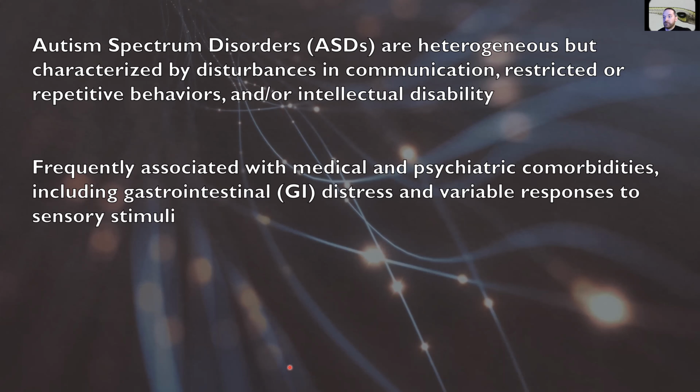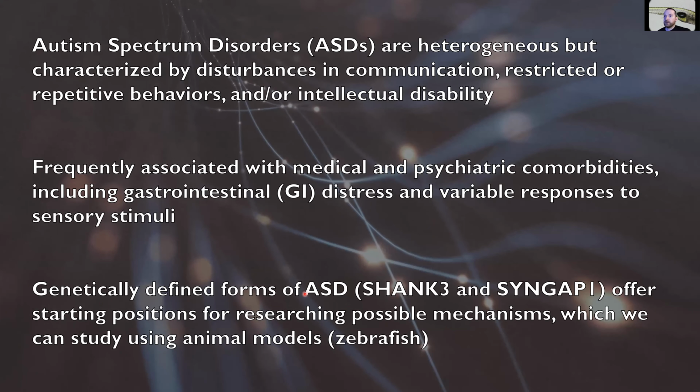GI distress occurs anywhere from 50 to 75% of the time in individuals with autism and can be really variable in its intensity. Anything from something as mundane as nausea or upset stomach to something as severe as cyclical vomiting, recurring cases of diarrhea or constipation. So I look at GI distress through the lens of two ASD-related genes, SHANK3 and SYNGAP1. I think that using genetically defined forms of autism offers a really good foundation for research that's aimed at answering questions about possible mechanisms for some of these GI phenotypes that we're seeing.